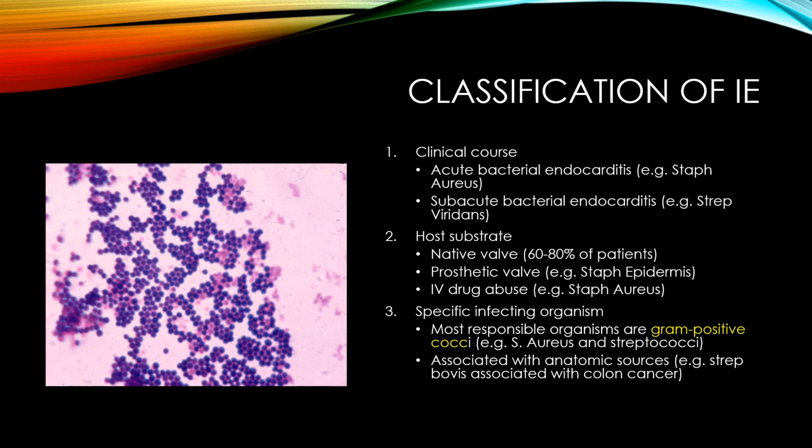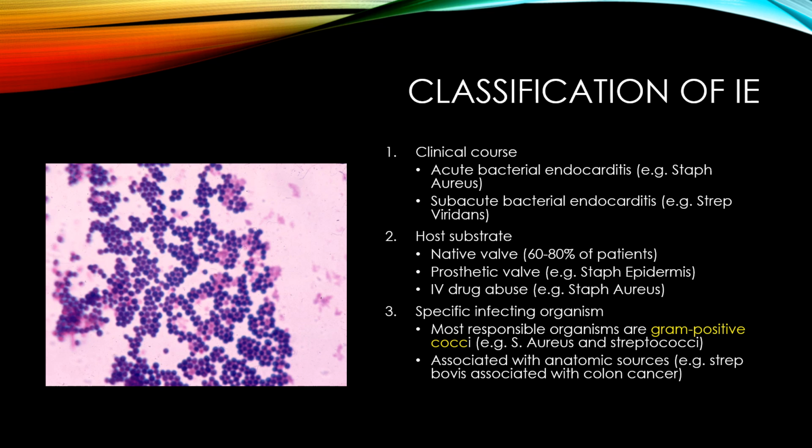Now, in subacute bacterial endocarditis, most commonly known for that is Strep viridans, which is a bacterium known to colonize the mouth and upper respiratory tract. And this is probably one of the most common causes of infectious endocarditis, and it's also the most common cause of infectious endocarditis on an already damaged endothelial surface or valvular surface.